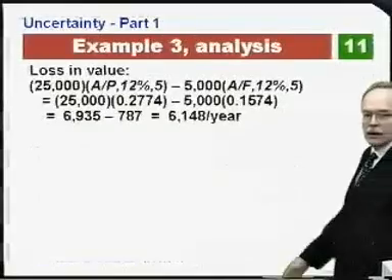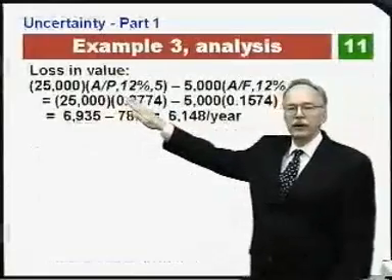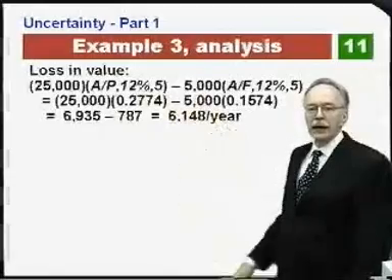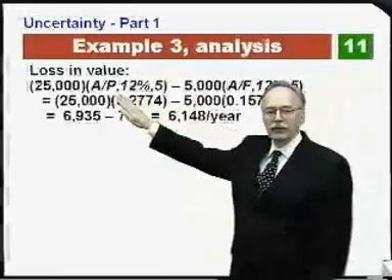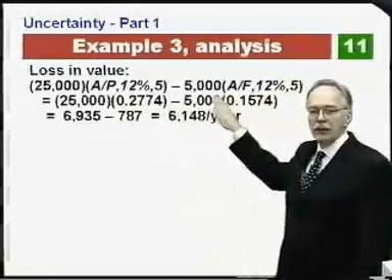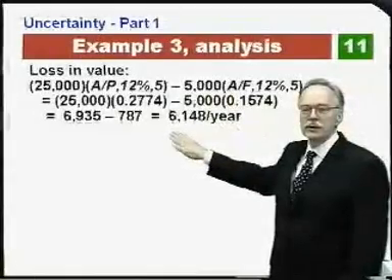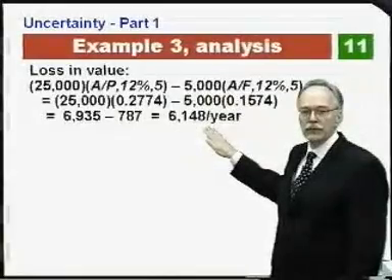Let's go ahead and do that. Let's take the loss in value. This car is going to drop in value from $25,000 to $5,000 over 5 years. So let's convert that to an annual loss in value using our 12%. So capital recovery factor applied to 25,000, sinking fund factor applied to the 5,000 with the opposite sign. That gives us an annualized loss in value of $6,148 per year with a 12% MARR.